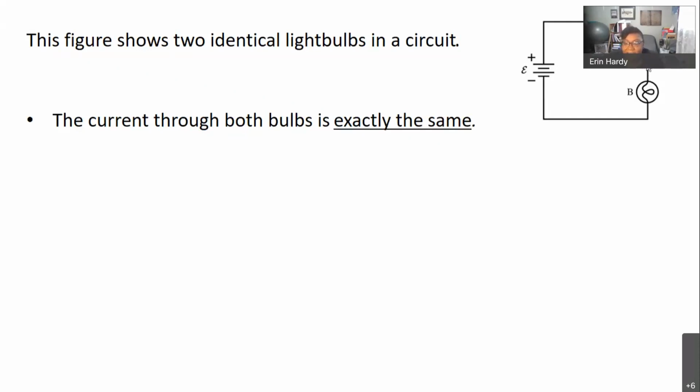It would have lost some of it as it goes through bulb B, and then it would lose the rest as it starts to go into bulb B, and it would lose the rest of its potential energy as it goes out of bulb B. So in other words, if this is a 6-volt battery and these light bulbs are identical, I would expect a 3-volt potential difference across bulb A. The remaining 3 volts would be across bulb B.